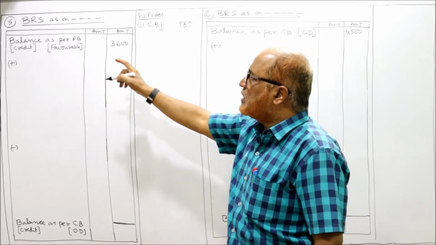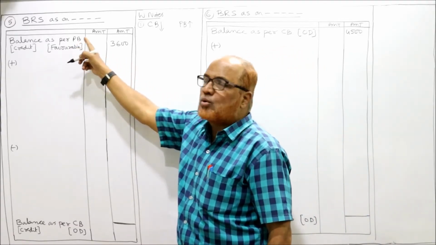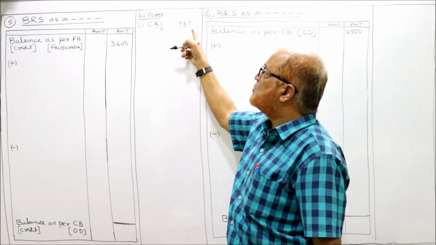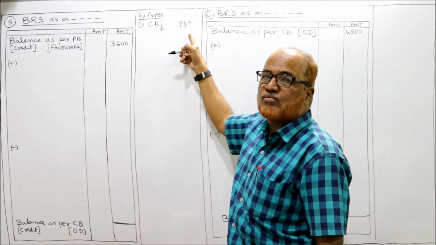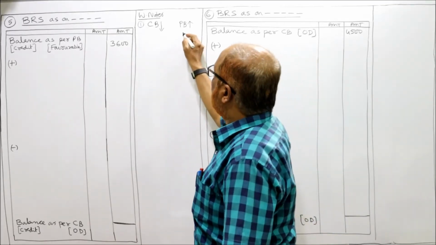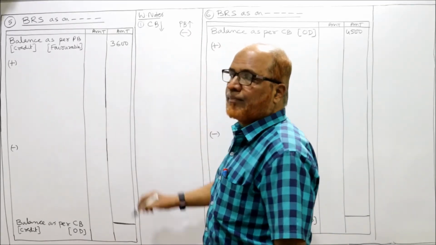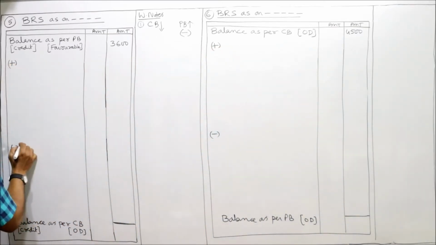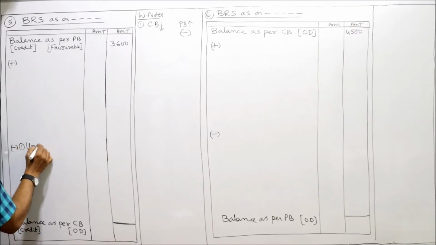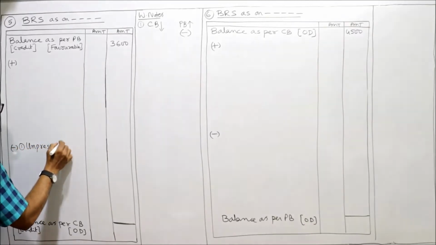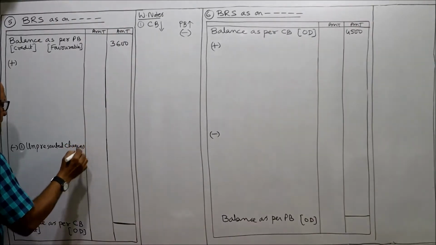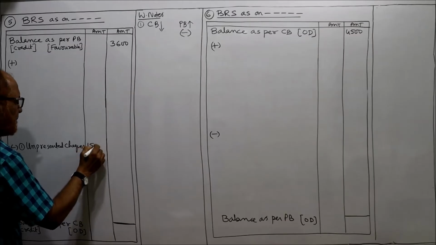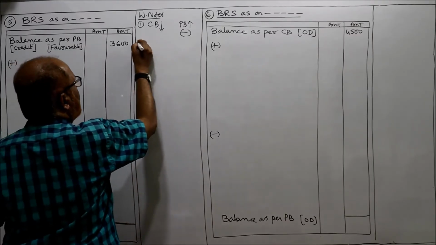Unpresented checks. So what is our starting point here? Passbook is the starting point. Passbook is showing more balance. When it is showing more balance, we have to subtract. So here I am writing minus. From passbook I am deducting the unpresented checks. How much are the unpresented checks? It is given as 15,400. First item over.